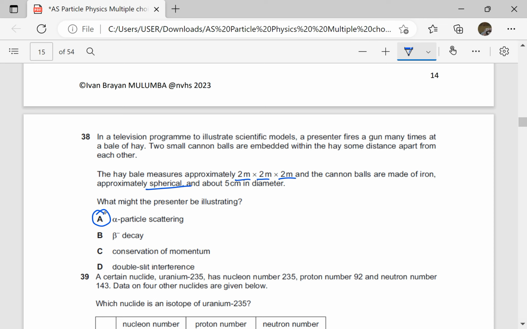It's not referring to beta decay, because beta decay does not involve firing anything towards a target. The beta particle is the one which is emitted. Here, in the alpha scattering experiment, alpha particles are directed towards the gold foil. So that is the alpha particle scattering experiment.